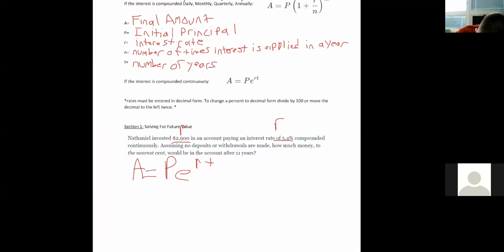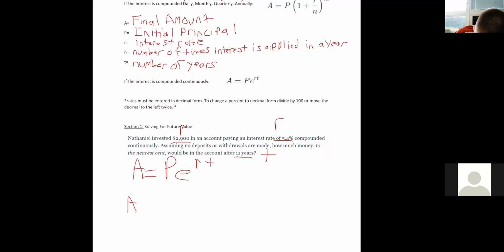And then it says, assuming no deposits or withdrawals are made, how much money to the nearest cent would be in the account after 11 years? So that's the T. If you look at what we have, remember, E is not a variable. E is like a constant, a value, approximately 2.7. So in this formula, we have everything except A.